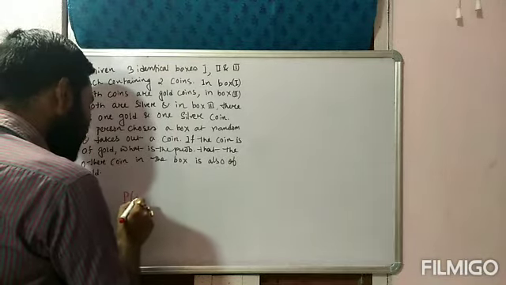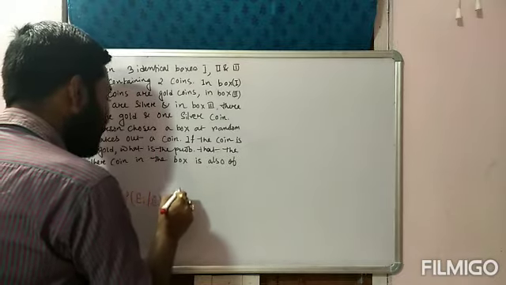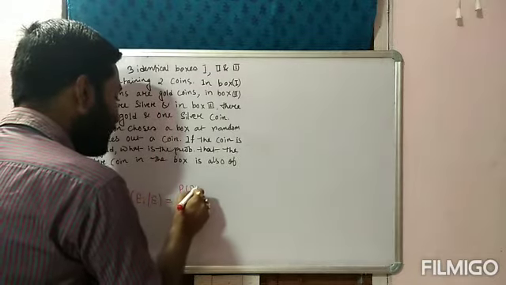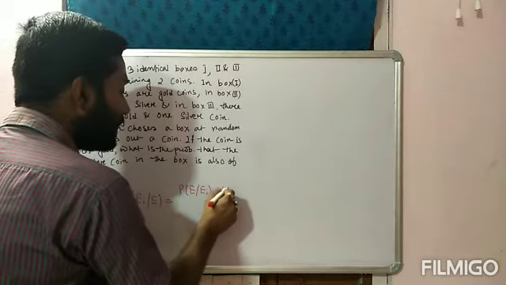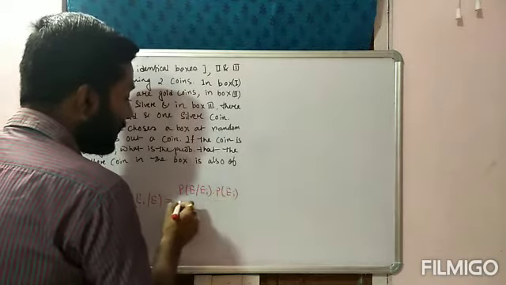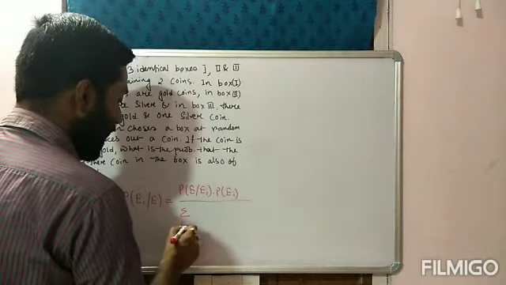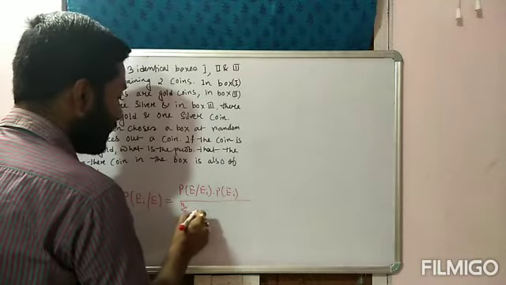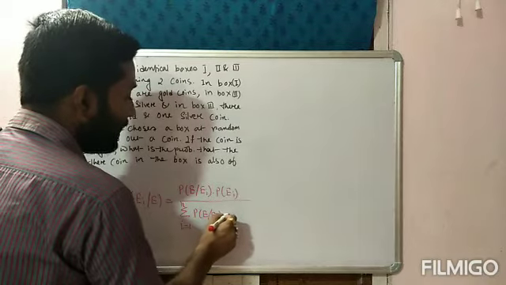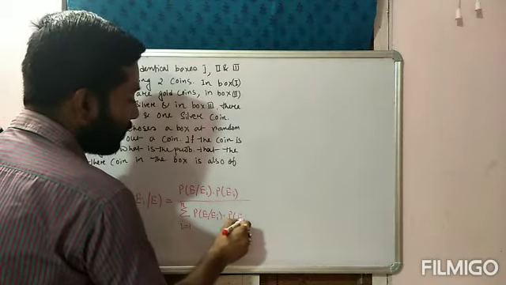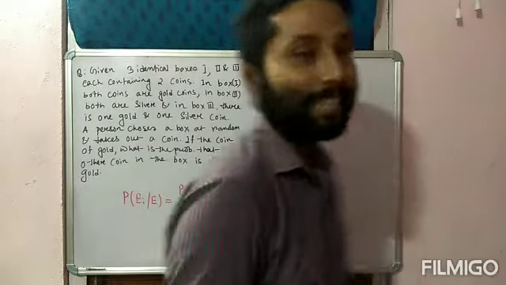Probability of Ei/E is equal to probability of E/Ei into probability of Ei divided by summation i from 1 to n probability of E/Ei into P of Ei. This is the formula of Bayes theorem. According to this formula, now I will arrange the events.